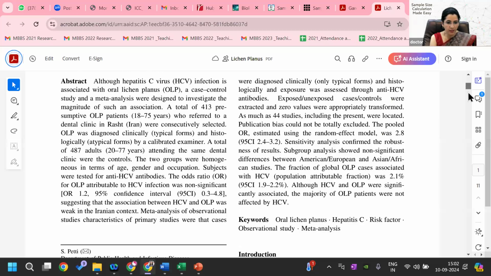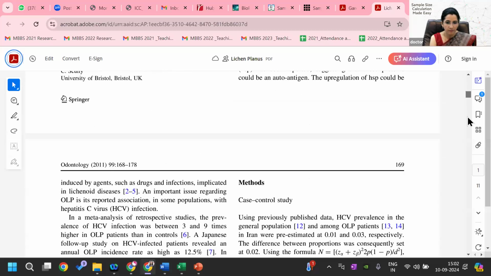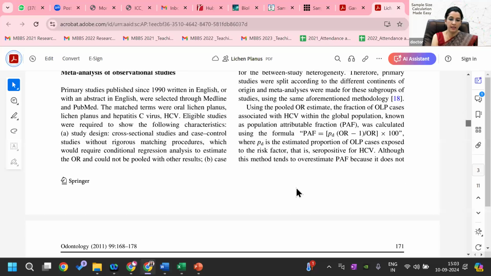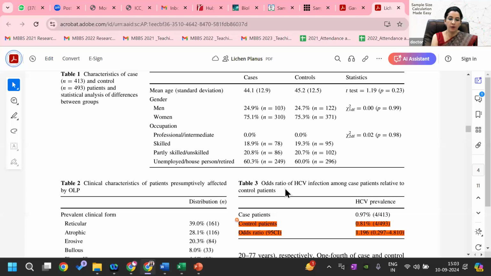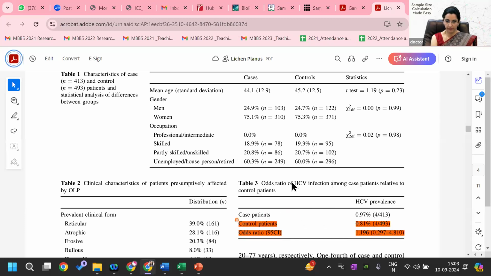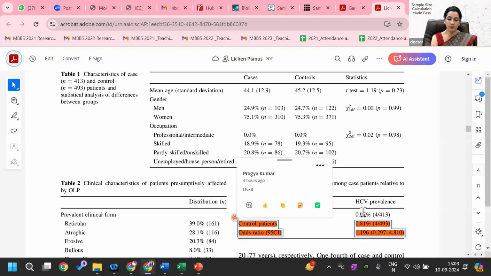But here, if I go down, here also you have to see the table probably. So here in the table 3, it is showing the odds ratio of hepatitis C virus infection among case patients relative to control patients. So if you see the HCV prevalence, so prevalence of HCV in control patient, it is 0.81%. And if you see the case, it is 0.97. And this is the odds ratio is 1.1.